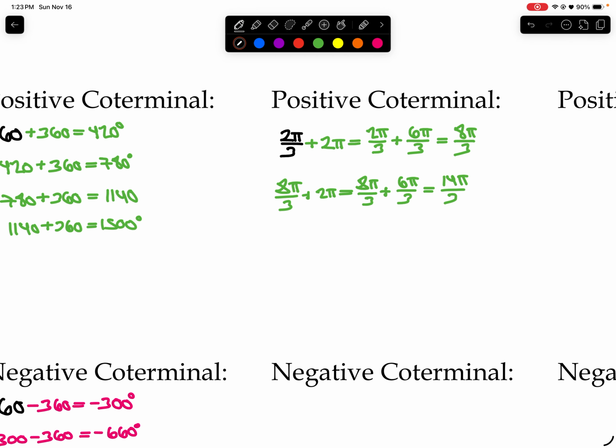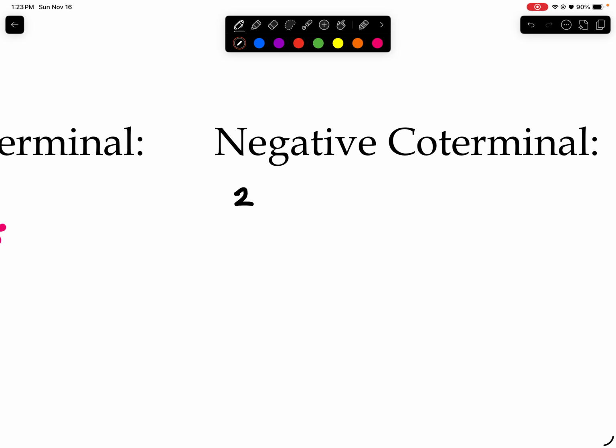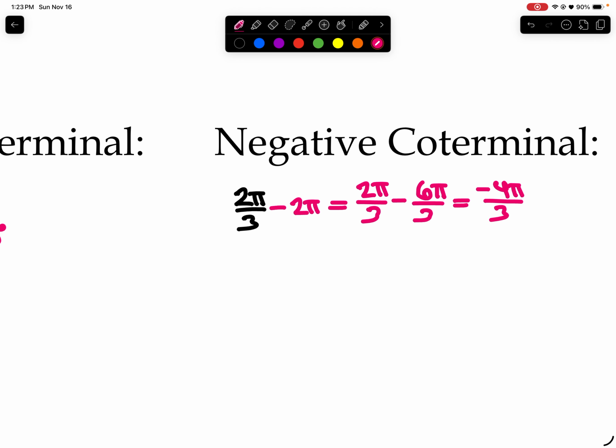Now I'm going to shift gears, and now we're going to find the negative. So 2 pi over 3, and then I'm going to subtract 2 pi. So I'm going to do a rotation in the negative direction. This is going to be 2 pi over 3 minus 6 pi over 3, which gives you negative 4 pi over 3.